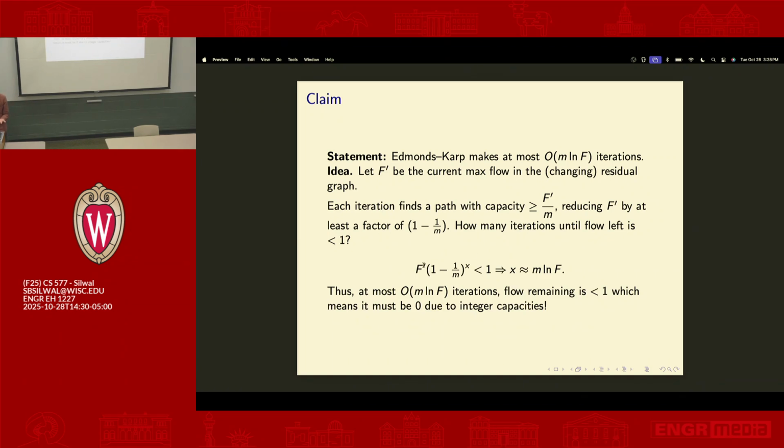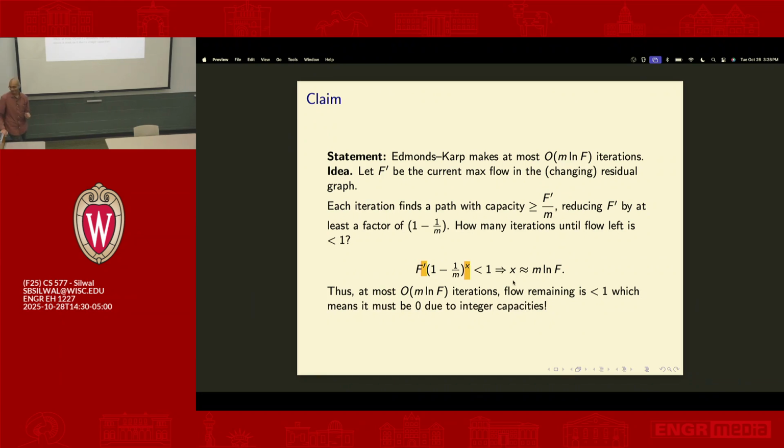So this is the calculation. Oh, sorry. This should be f, not f prime. So essentially, initially I have f flow. At every iteration, I'm guaranteed to decrease it by a factor of 1 minus 1 over m. Okay, it's a small factor, but it's still a multiplicative factor. And how many times can I do it until it becomes less than 1? Well, if you solve this, it's roughly m log f.